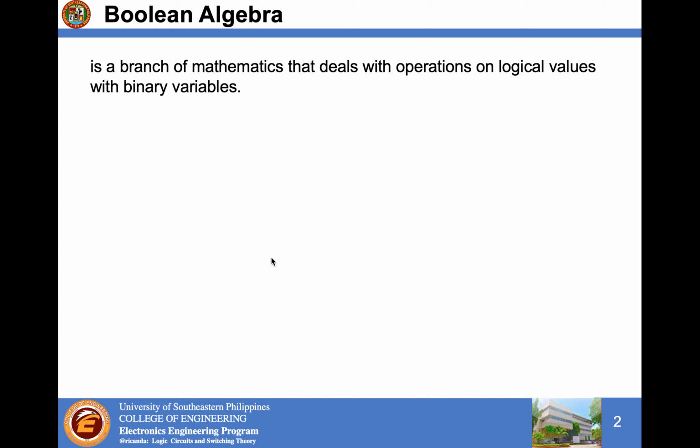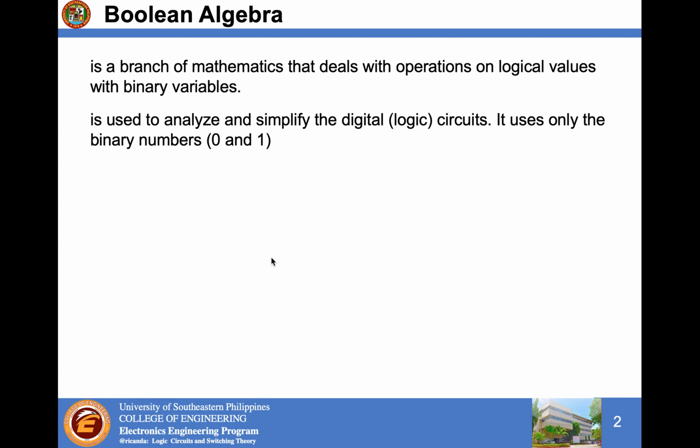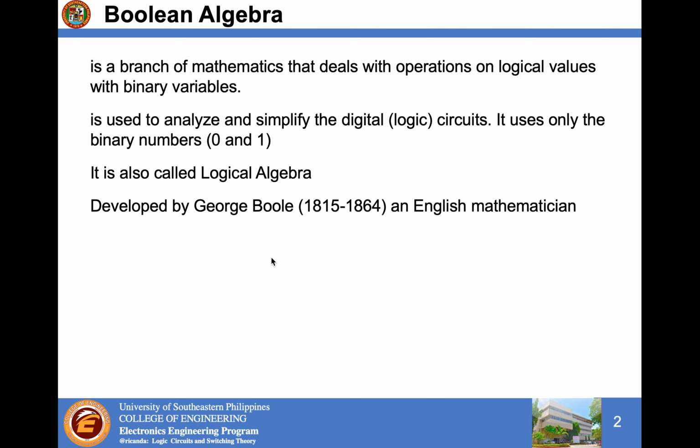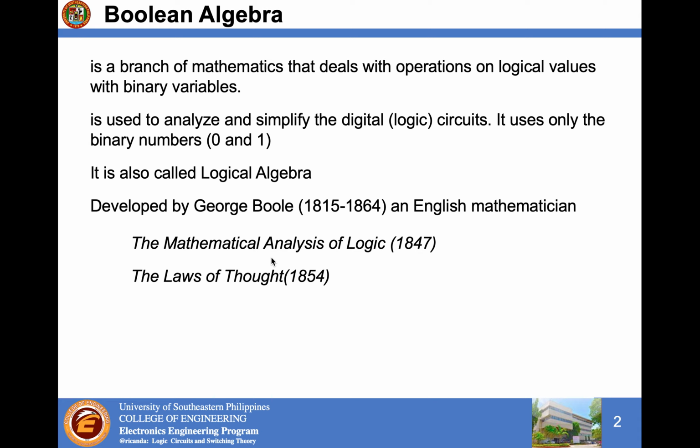So, Boolean algebra is a branch of mathematics that deals with operations on logical values with binary variables. It is used to analyze and simplify digital circuits or logic circuits. It uses only the binary numbers 0 and 1, and it is also called logical algebra. This type of Boolean algebra was developed by George Boole, an English mathematician. He has two major works: The Mathematical Analysis of Logic and The Laws of Thought.